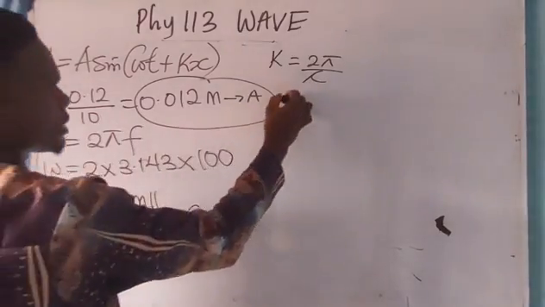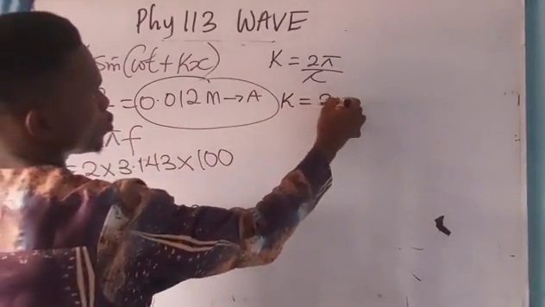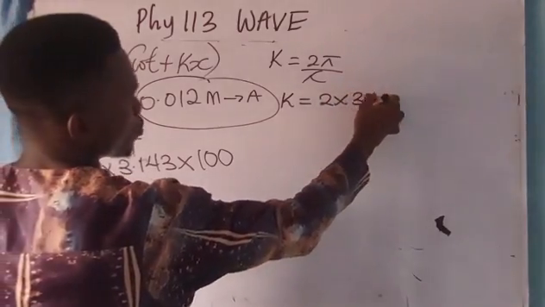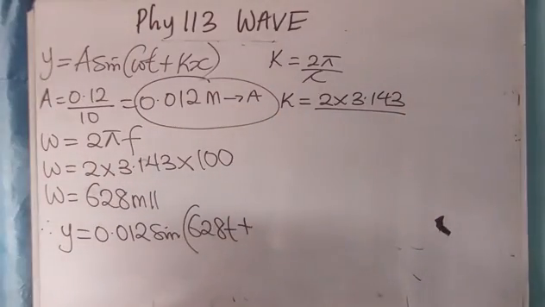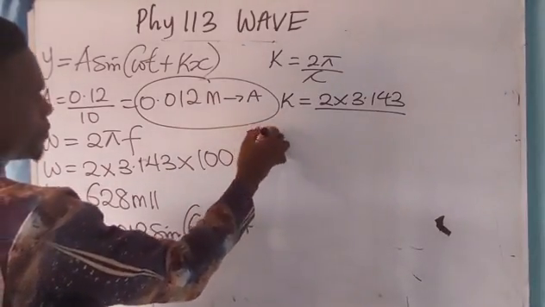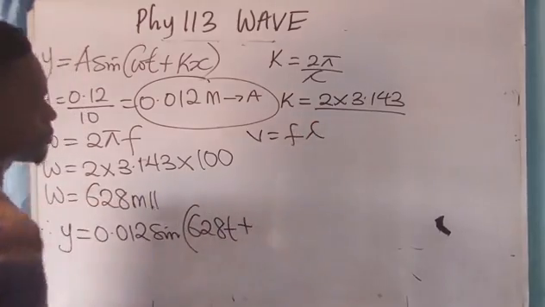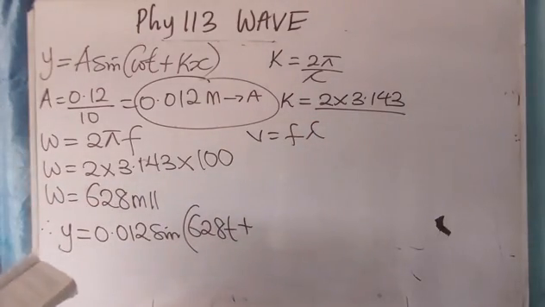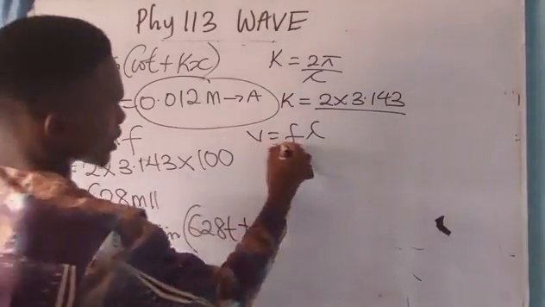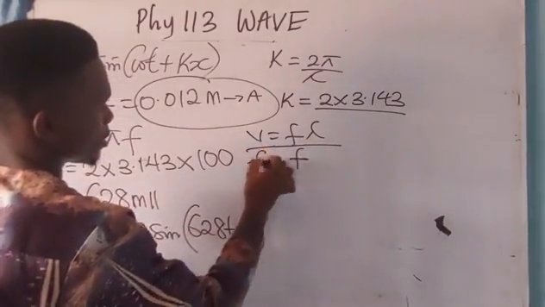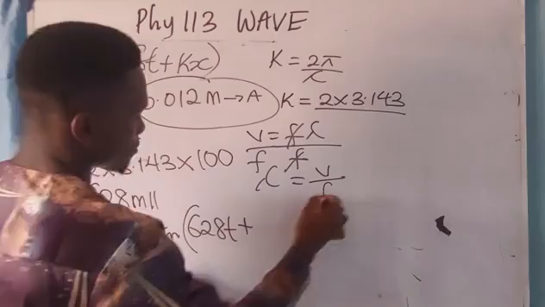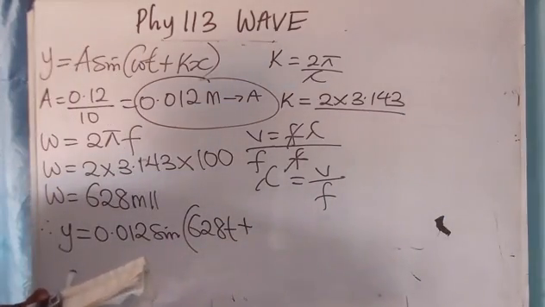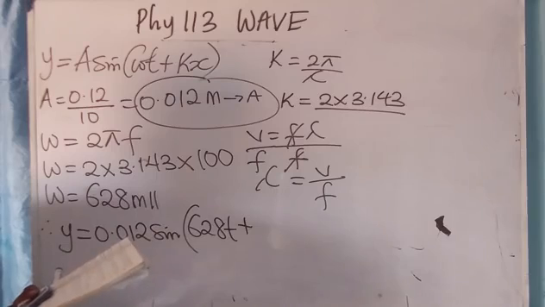So K equals 2 times 3.143 over lambda. What are we going to get as lambda now? You say V equals F lambda. So we make lambda the subject of the formula: lambda equals V over F. Were we given velocity? Let me check.